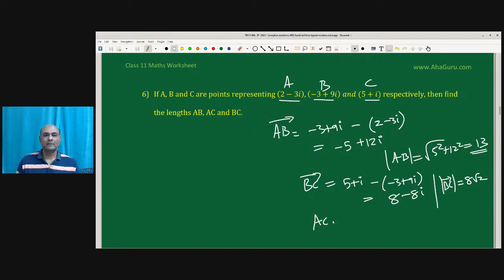Then what is AC? AC is A to C, right? So this minus that. I'll directly write the answer. 5 minus 2 is 3. I minus of this is plus 4, 4i. So modulus of AC is root of 3 square plus 4 square, 5. So AB, BC and AC are these, right?